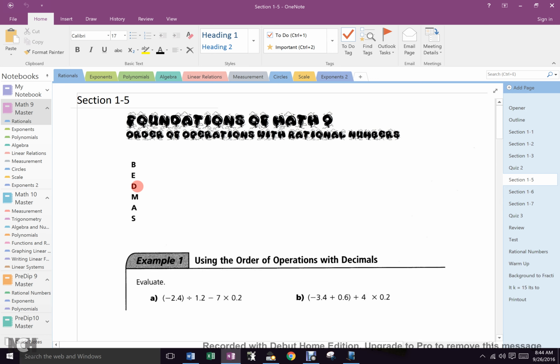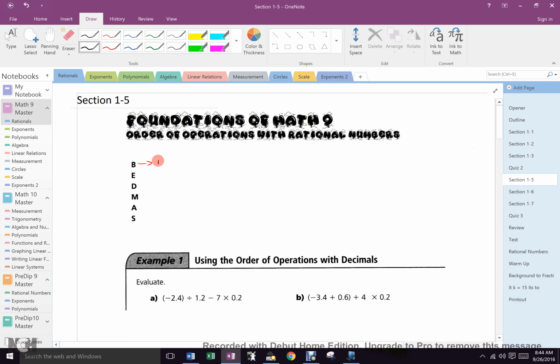So, you guys know what all this stands for, right? Of course you do, because you've been in grade 6. What does B stand for? Brackets. Now, here's the problem. In math, we use brackets all the time. But most of the time, we use brackets that look like that, which aren't actual brackets. Those are called parentheses, which is why some teachers don't say BEDMAS, they say PEMDAS.